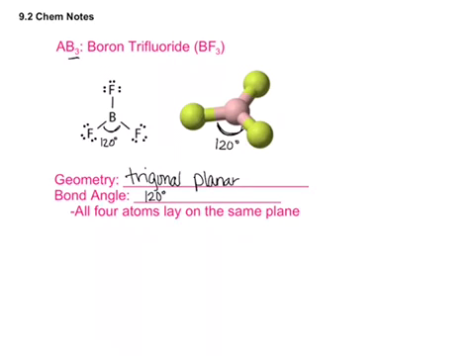All four atoms lay on the same plane. So if you were to lay this on a piece of paper, all four of these atoms would touch that paper. There's no real three-dimension to it. It's pretty much a two-dimensional structure.